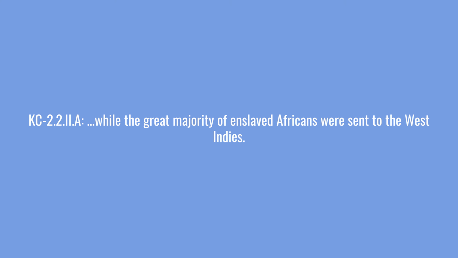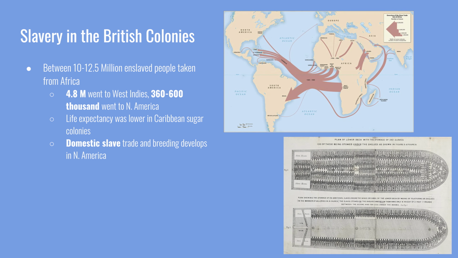The last part of this key concept says, while the great majority of enslaved Africans were sent to the West Indies. This is to underscore that the total amount of enslaved Africans that made it to the British colonies in North America were actually a minority of all enslaved Africans that were sent to North and South America. An estimated 10 million were sent from Africa and about 2.5 million died in transit. 4.8 million went to the West Indies, 360 to 600,000 went to North America.